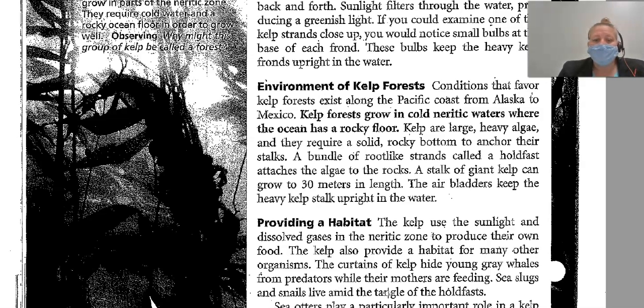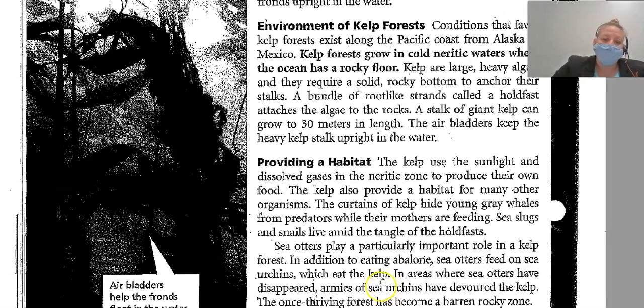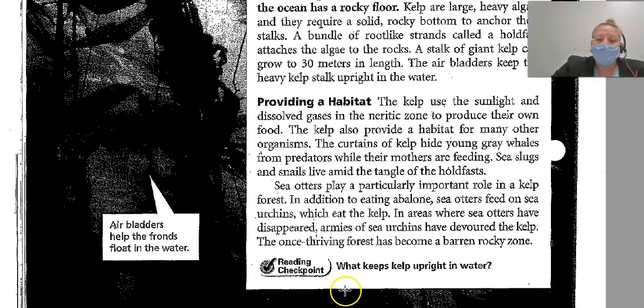The air bladders keep the heavy stalk upright in the water. Providing a habitat, the kelp uses the sunlight and dissolved gases in the neritic zone to produce its own food. The kelp also provides a habitat for many other organisms. The canopies of kelp hide young gray whales from predators while their mothers are feeding. Sea slugs and snails live amid the tangle of the holdfasts.